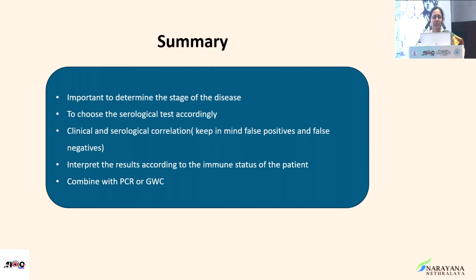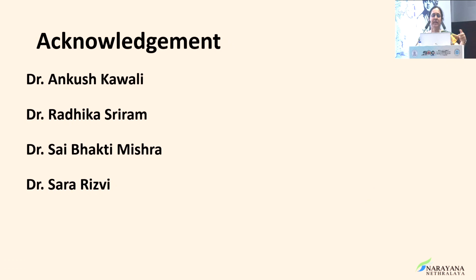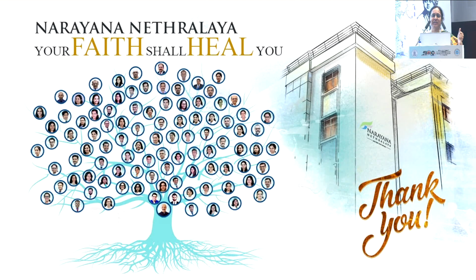To summarize, it's important to understand the disease and the stage of the disease, and accordingly we order the serological test. We need to correlate with the clinical condition, and also keep in mind false positives and false negatives when we order the test. We have to interpret according to the immune status of the patient, and sometimes if the results do not go with the clinical condition, we may have to combine with PCR or the Goldmann-Witmer coefficient to confirm the infective uveitis. These are my acknowledgements. Thank you for your attention.